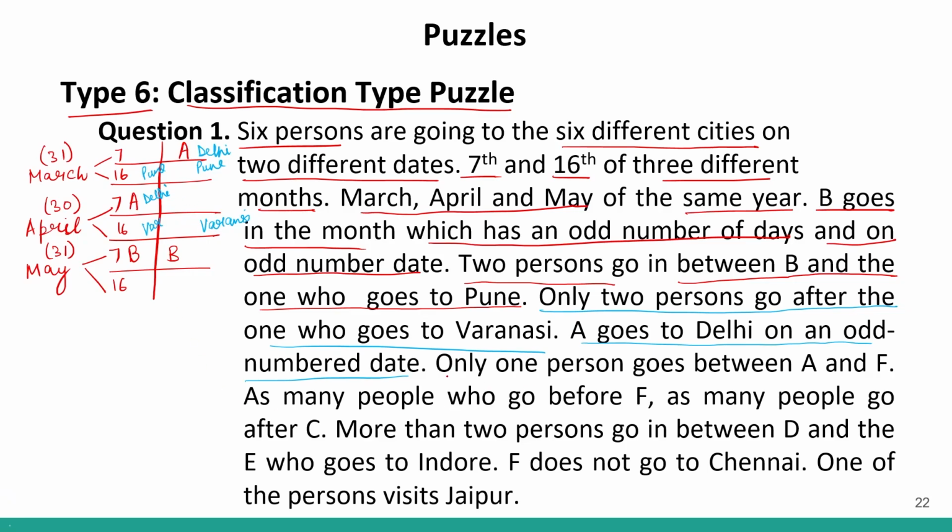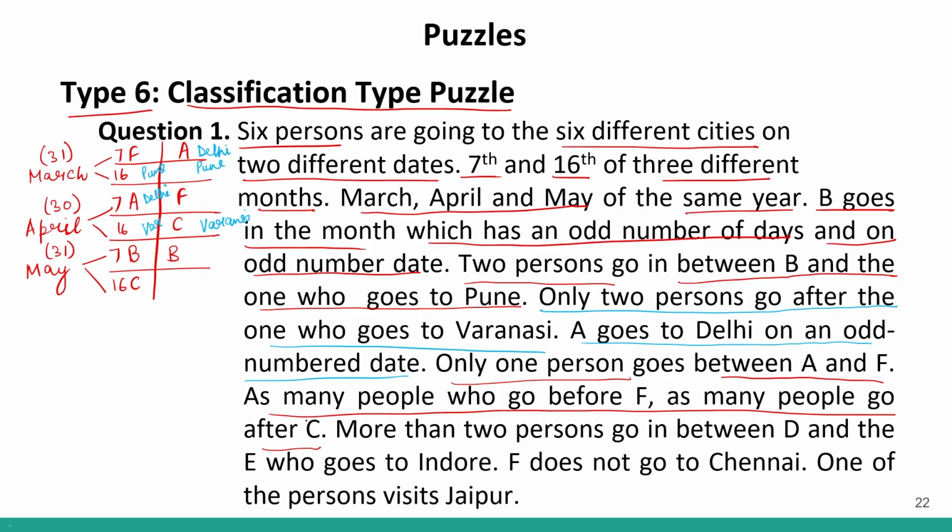Okay? Only one person goes between A and F. So A and F, one person goes between, that means F will be here or F will be here. Correct? As many people go before F, as many people go after C. That means from top and bottom, F and C will be in the same position. So if F we have here, C will be here. If F we have here, C will be here.